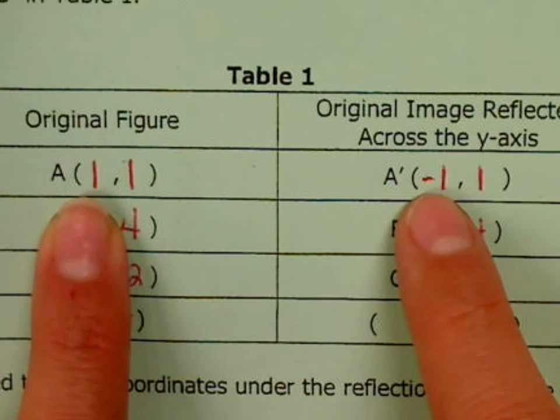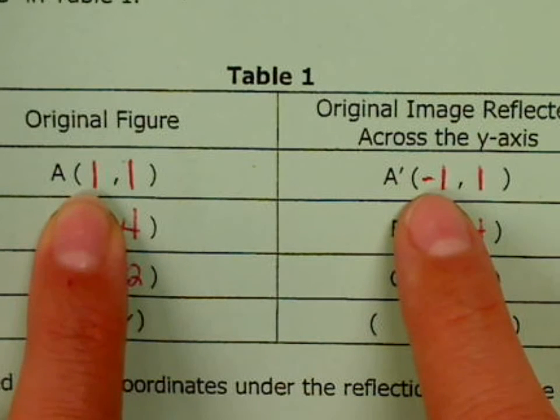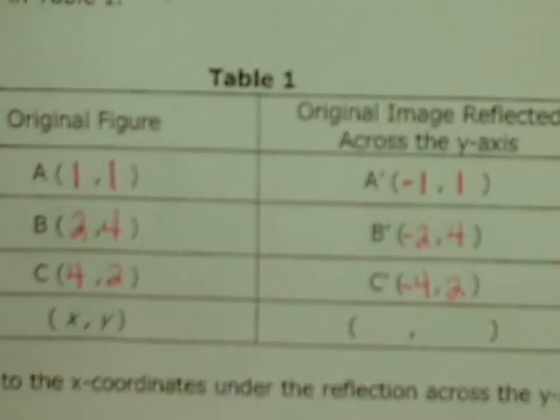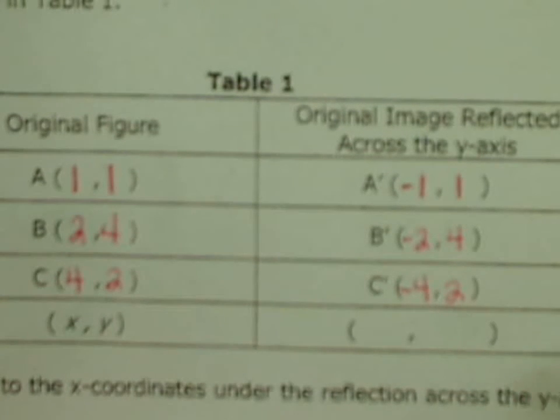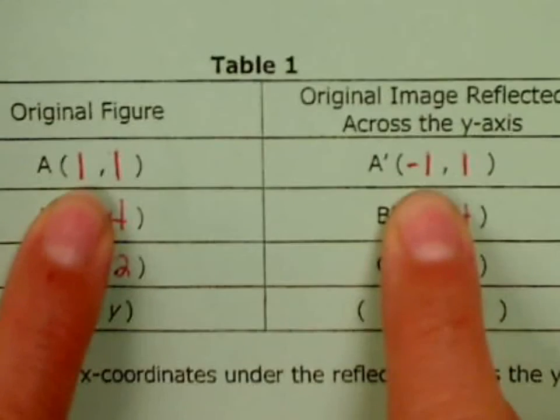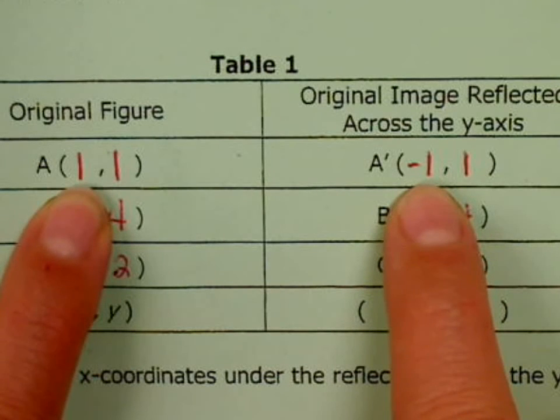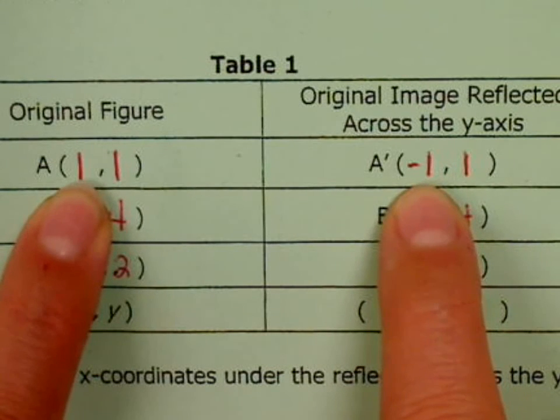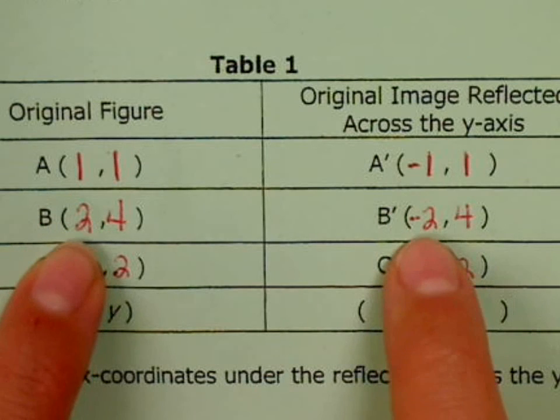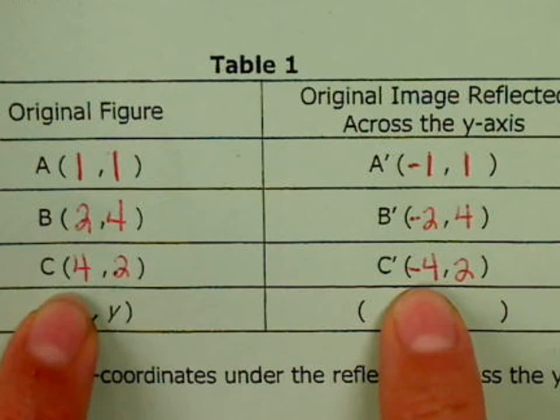Like 3 and negative 3. 6 and negative 6. 100 and a negative 100. They are integers, but what kind? Oh, very nice. They're opposites. Okay, so for the answer for number 5, it says what happens to the x-coordinates? They change to its opposite. If you had a 1, the opposite of 1 is negative 1. We have a 2, the opposite of 2 is negative 2. 4, the opposite of 4 is negative 4.